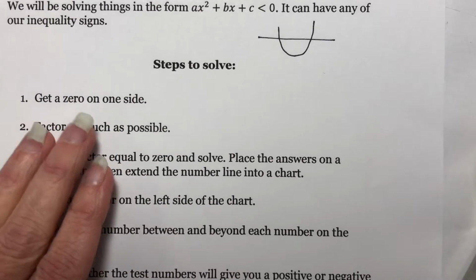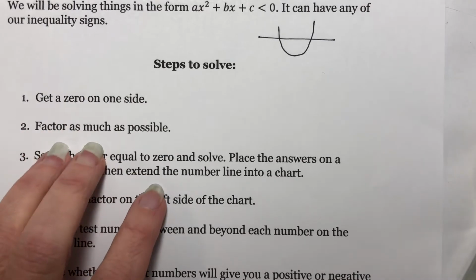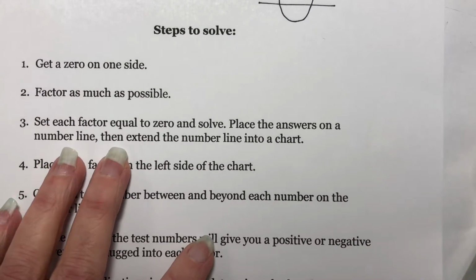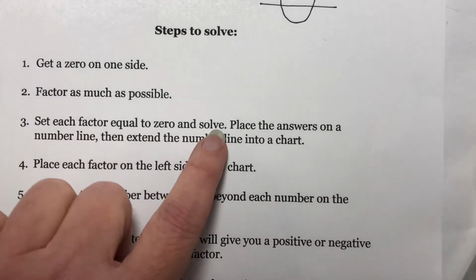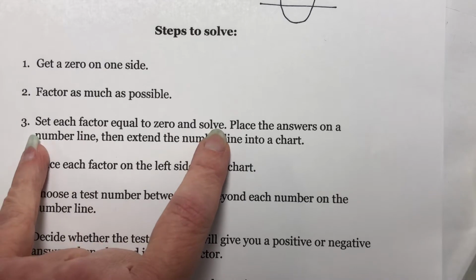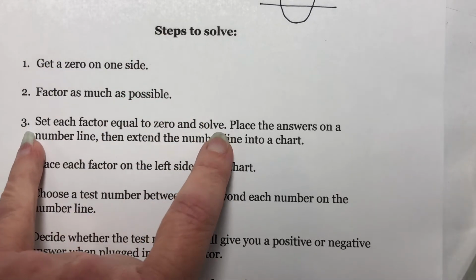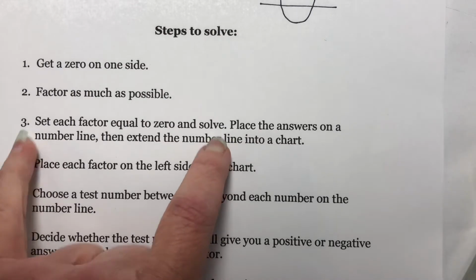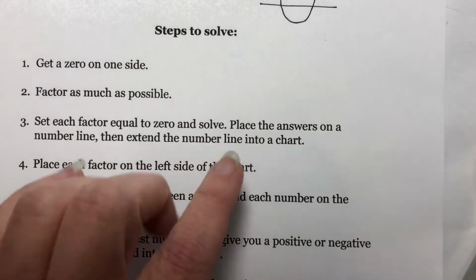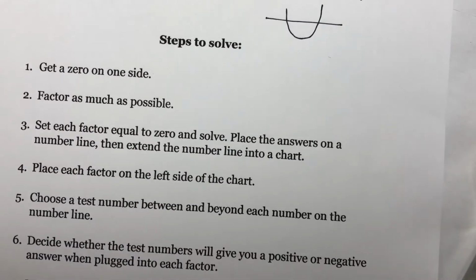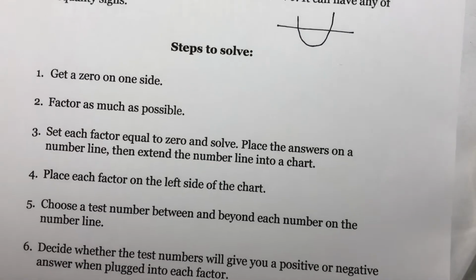We need a 0, and then we're going to factor as much as possible. We're going to set each factor equal to 0 and solve. And this is just like as if we were given something with an equal sign and told to solve it. Then we're going to place the answers on a number line and then extend the number line into a chart. Let me just go to the next example and we'll come back to this.